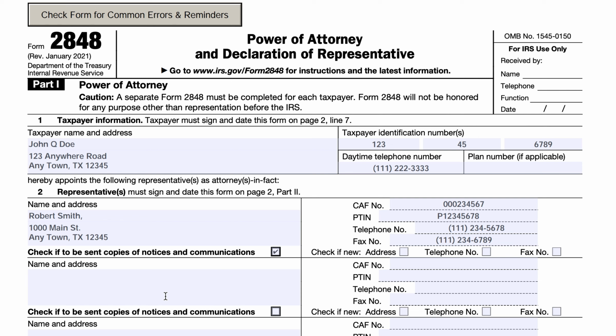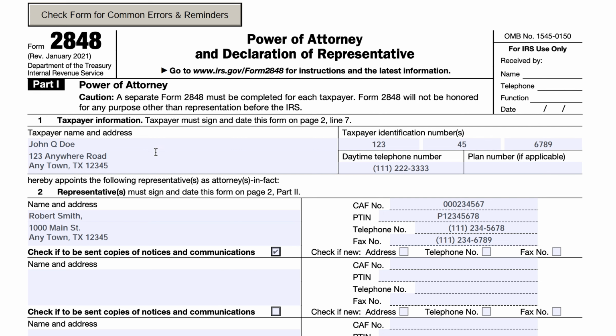As I mentioned, there are two parts of this tax form. Part one is the power of attorney form. This contains the information that the IRS needs to update their central authorized file. Basically, their way of allowing IRS employees to know exactly who is allowed to receive information as well as act on behalf of a taxpayer when discussing tax matters with the IRS.